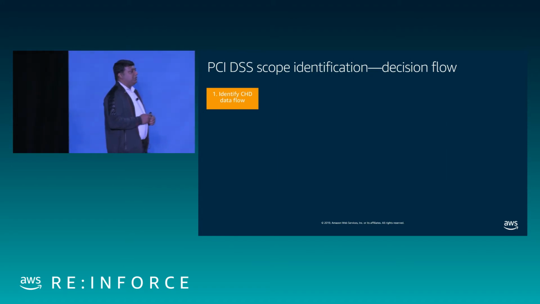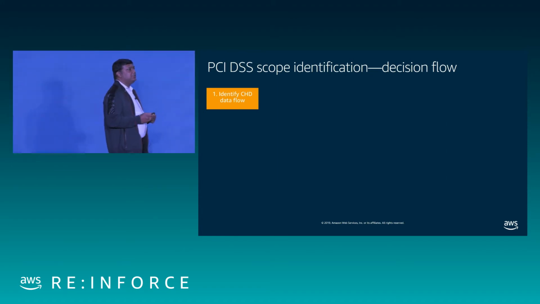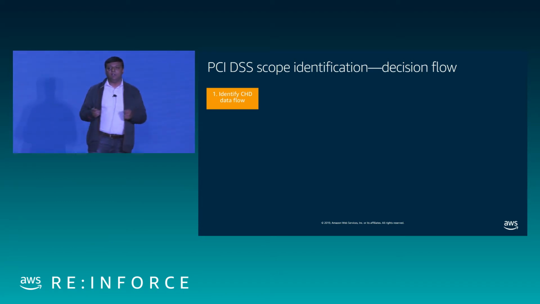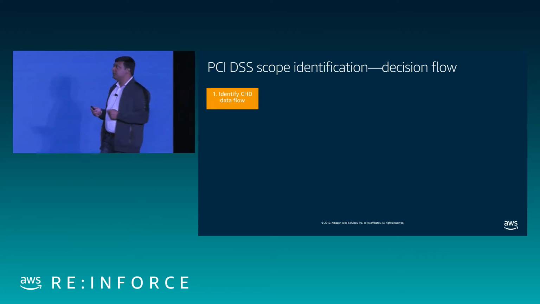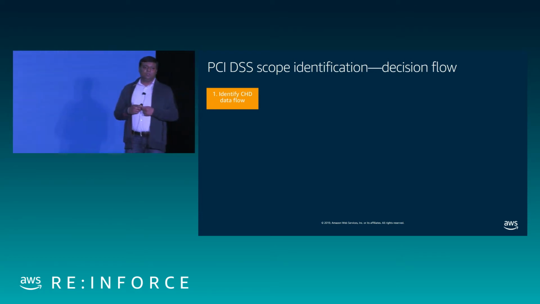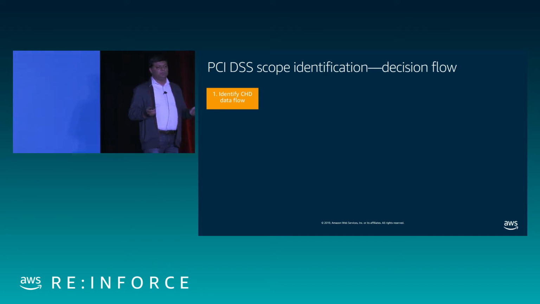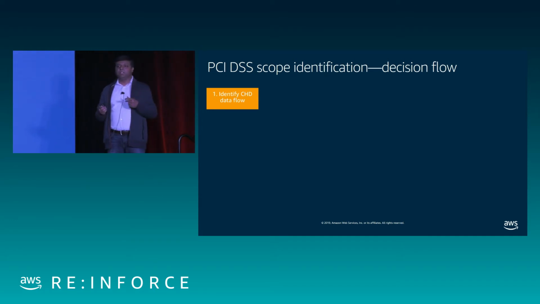So with this, having an understanding of the unique characteristics of AWS, let's walk through a process where we see how we can define our scope on AWS. So first thing that we need to define our scope is to identify our cardholder data flow. We need to understand what's the flow in our environment to understand our scope.